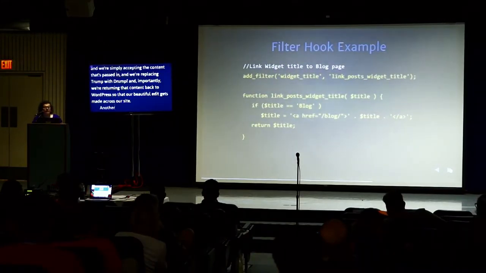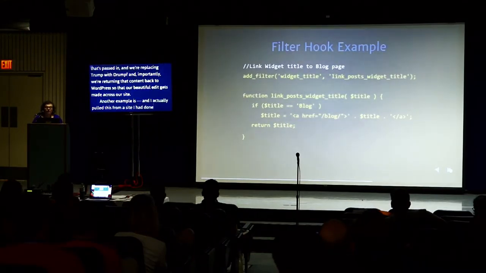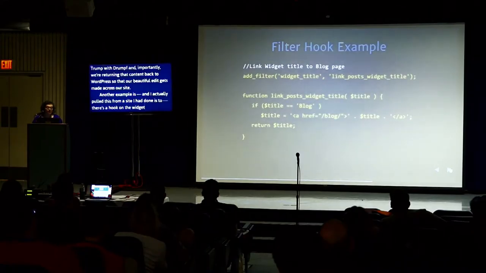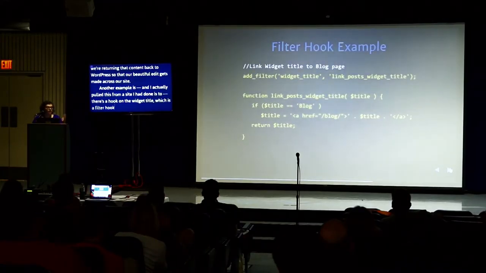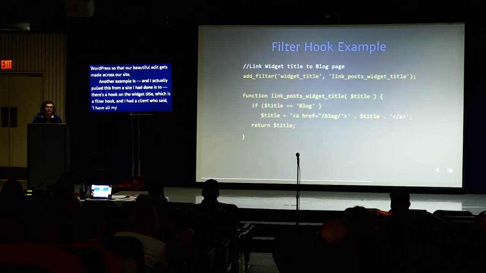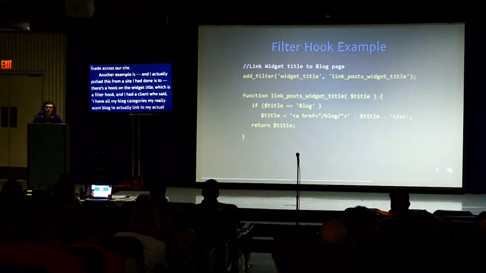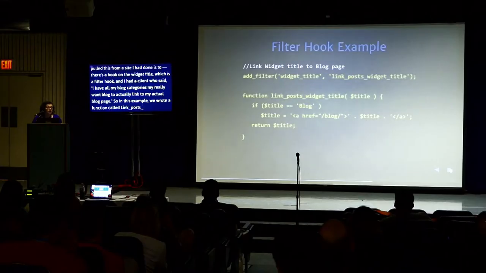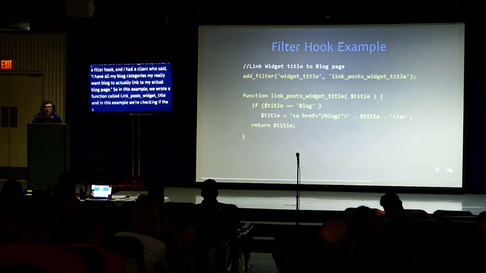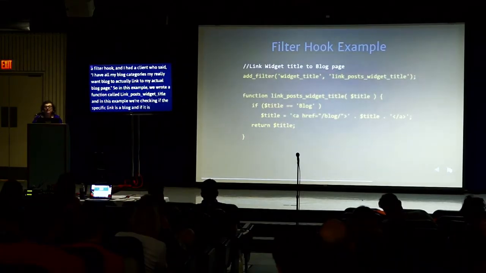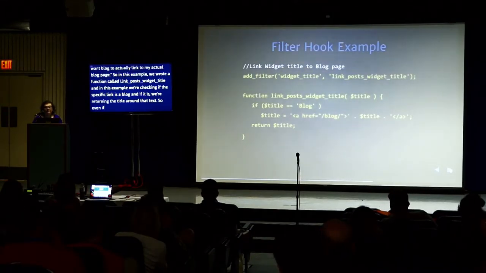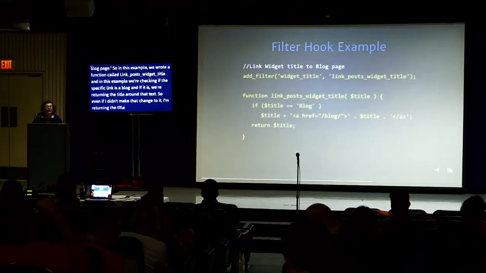Another example, I actually pulled this from a site that I had done, there's a hook on the widget title, which is a filter hook, and I had a client who said, oh, I have blog categories, but I really want blog to link to my actual blog page. So in this example, we wrote a function called link_posts_widget_title, and we're specifically just checking if the title is blog, and if it is, then I'm adding a link around that text. And then I'm returning the title no matter what. So even if I didn't make that change to it, I'm returning the title. Otherwise, there would be no title. And that could be the case too.